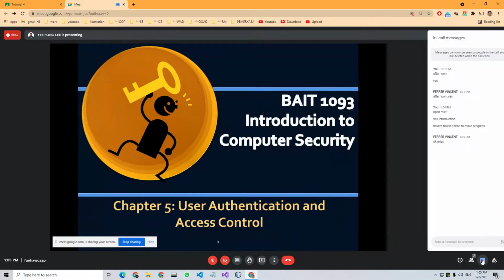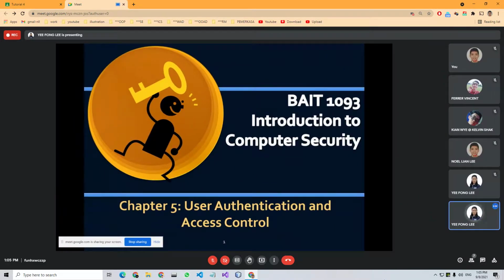Today I need to cover the whole of chapter 5 about user authentication and access control. This topic is not so tough because some of the content we already know about. That's why I might go a bit faster in some parts so that we can cover the whole chapter. But if I'm too fast, and there's a certain topic you want me to go through again, please do inform me.